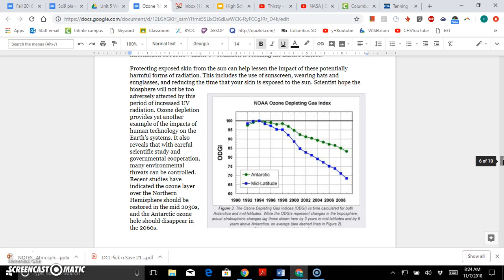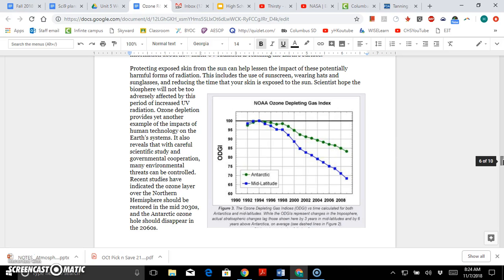Protecting exposed skin from the sun can help lessen the impact of these potentially harmful forms of radiation. This includes the use of sunscreen, wearing hats and sunglasses, and reducing the time your skin is exposed to the sun. Scientists hope the biosphere will not be too adversely affected by this period of increased UV radiation.